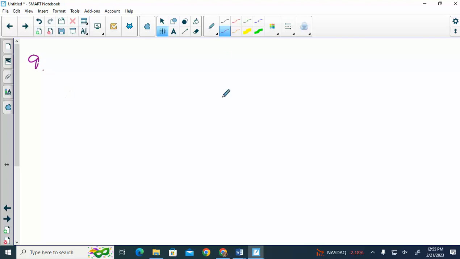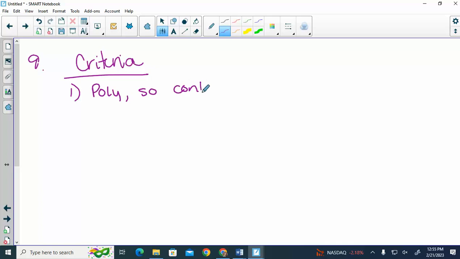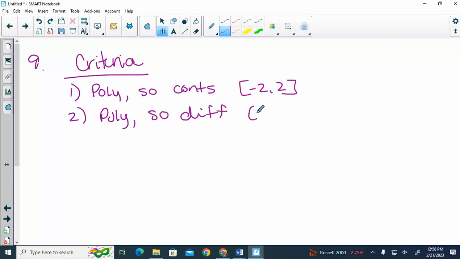For sure. All right, now we have the mean value theorem. So again, first thing is criteria. The mean value theorem is a more generic version. Rolle's theorem is like a special case. Mean value theorem only has 2 criteria, continuous and differentiable. So again, it's a polynomial, so it has to be continuous everywhere. More specifically, the interval we need is -2 to 2. Second, it has to be differentiable in the open interval. So because it's a polynomial, it is differentiable everywhere, more specifically from -2 to 2.